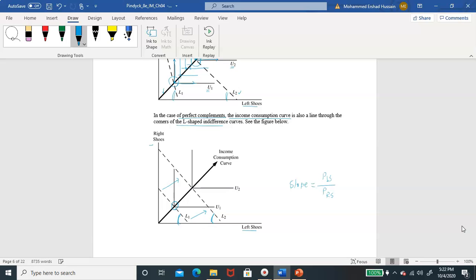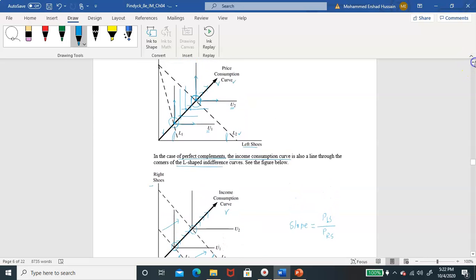Here, this is one equilibrium, this is another equilibrium. So now we can say that as his income increases, his income consumption curve will follow that line. See that? Follow that line. So all those combinations are then his income consumption curve.